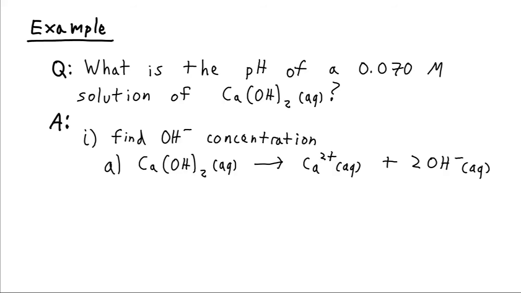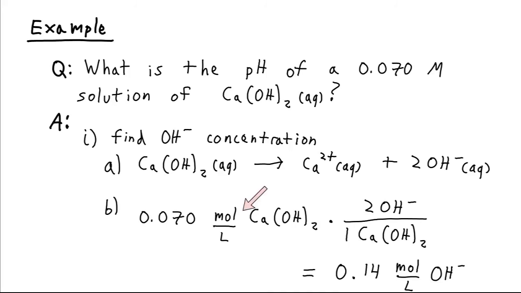So we recognize calcium hydroxide as one of our strong bases, which means we can get the OH minus concentration just doing straightforward stoichiometry. When a calcium hydroxide dissociates, we'll get calcium 2 plus and 2 OH minus ions for every 1 calcium hydroxide we started with. Now we know we have 0.07 moles per liter of calcium hydroxide. So to convert this moles into moles of OH minus, we have a 2-to-1 ratio. And so we wind up with 0.14 moles per liter of OH minus.